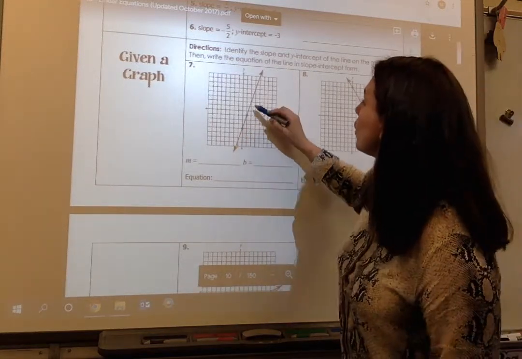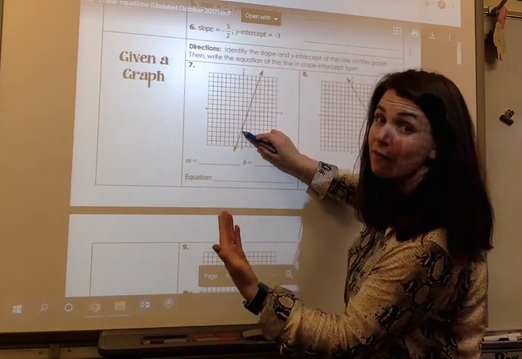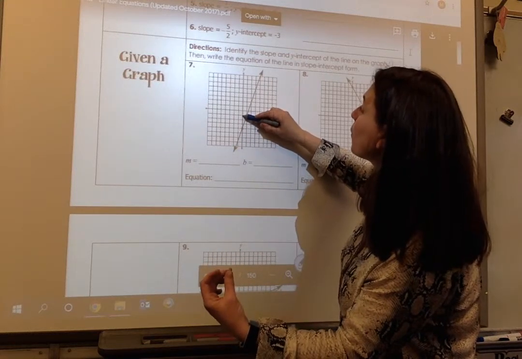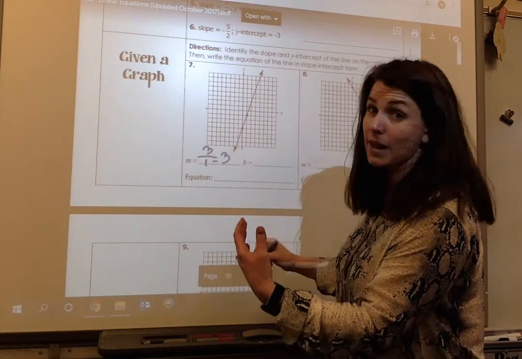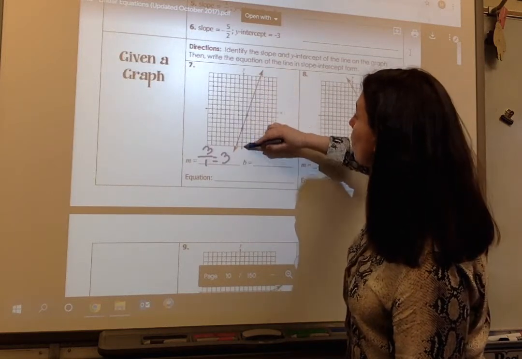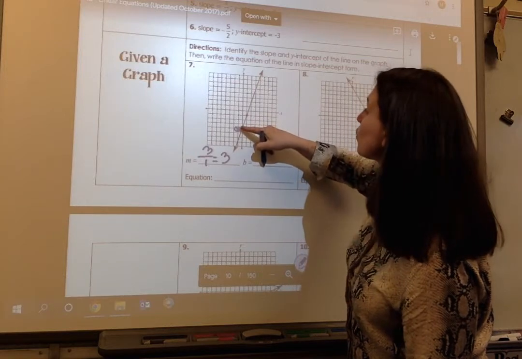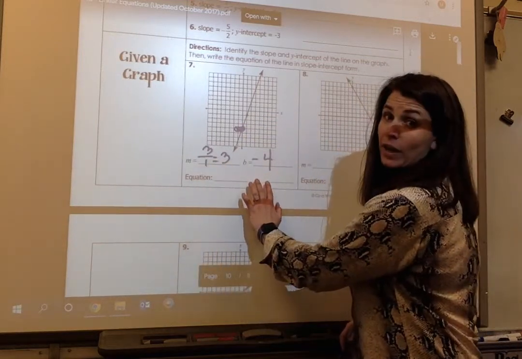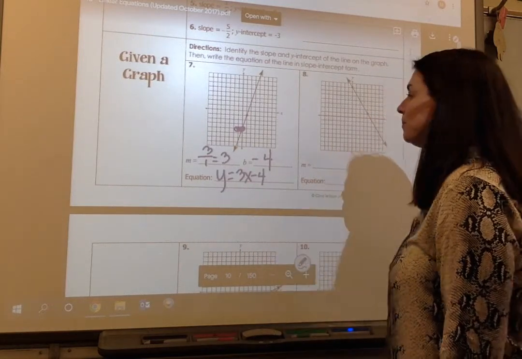So here's my slope. I know my skier's going uphill, so my slope is positive. Remember, I start with my leftmost point and I go rise over run. So I go up 3 over 1. So my slope is 3 over 1, or just 3. And my beginning point is, look, here's my y-axis, and my y-intercept is right there at -4. So now that I have my slope and my y-intercept, I can say y equals 3x minus 4.